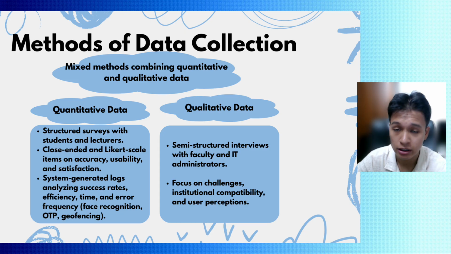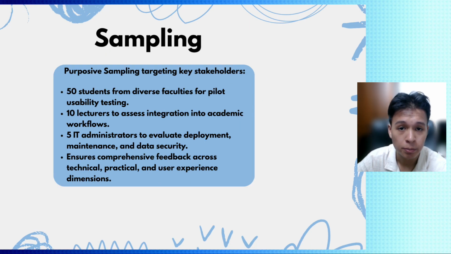So next, let's talk about sampling. We use a purposive sampling strategy, meaning we selected participants who were directly involved with or impacted by the attendance system.